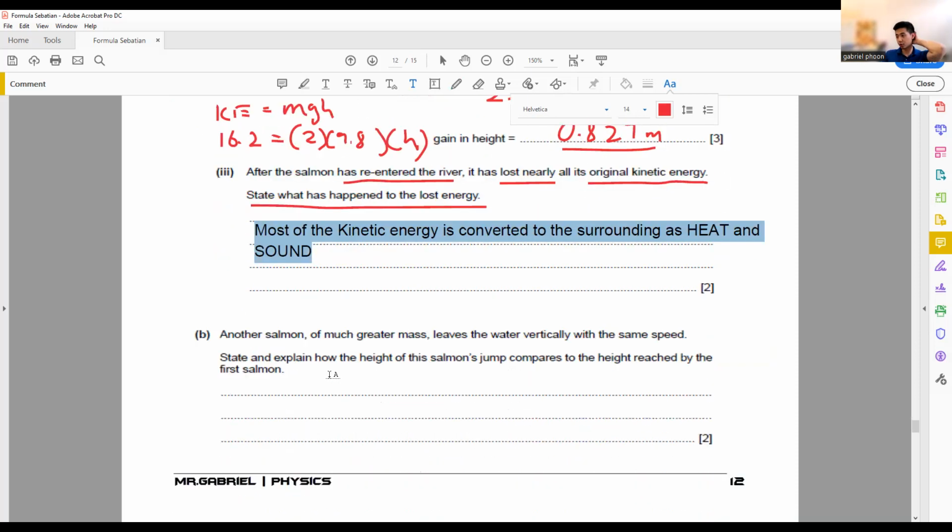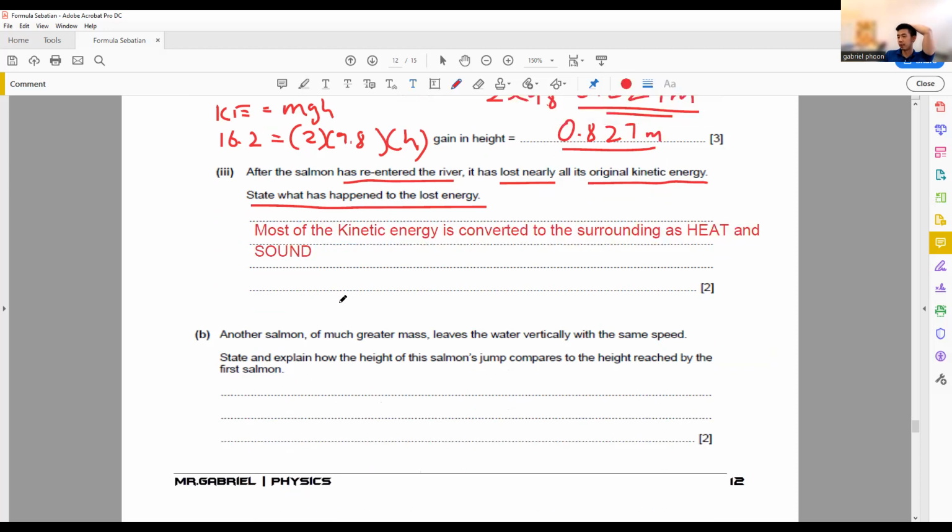Okay, then this question here, one of my favorite questions of them all. Let's see what you write first. The salmon has a greater mass, it's this amount and then you will change the salmon.